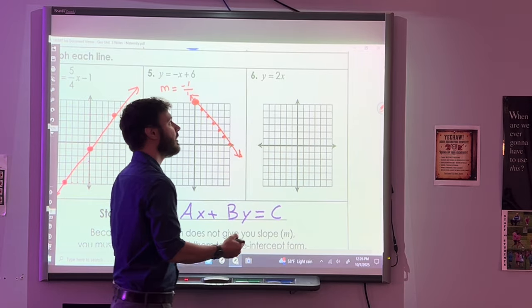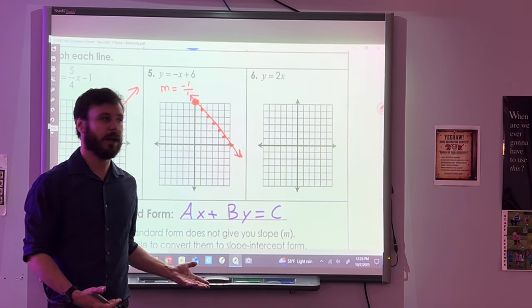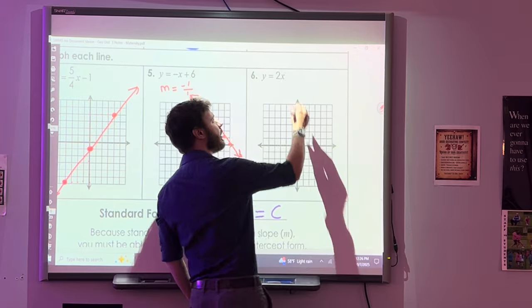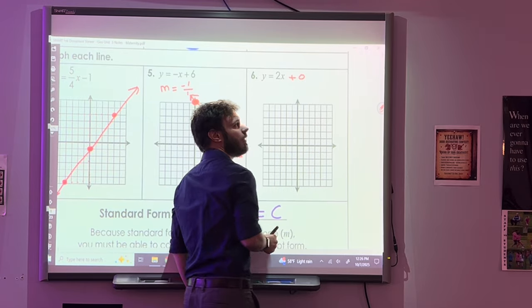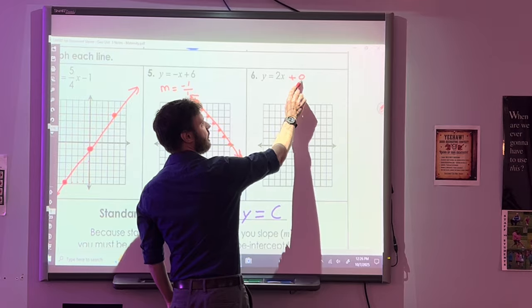And then the last one here, there's no y-intercept. I just have 2x. There's nothing else there. If you want, you can write plus 0 if that helps you understand where you're gonna go. So I'm gonna start here and I'm gonna go there.